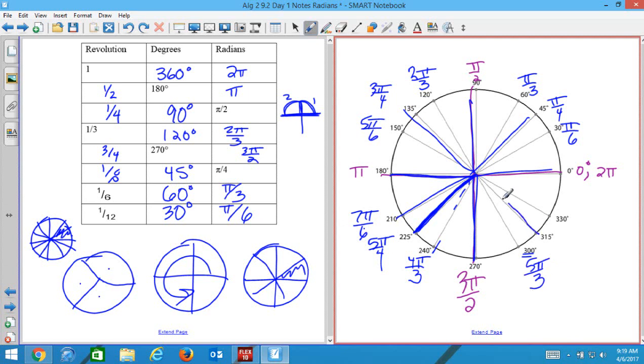315 is right in the middle, so it's got to be a multiple of 45 degrees. And 45 degrees is pi over 4. How many pi over 4s is 315? 7 pi over 4. 330 is a multiple of 30. How many 30s? 11. So we do 11 pi over 6.